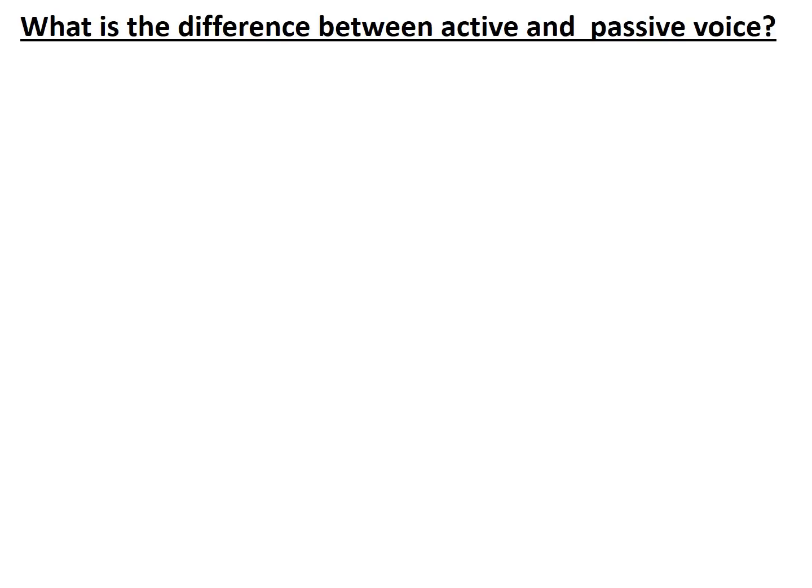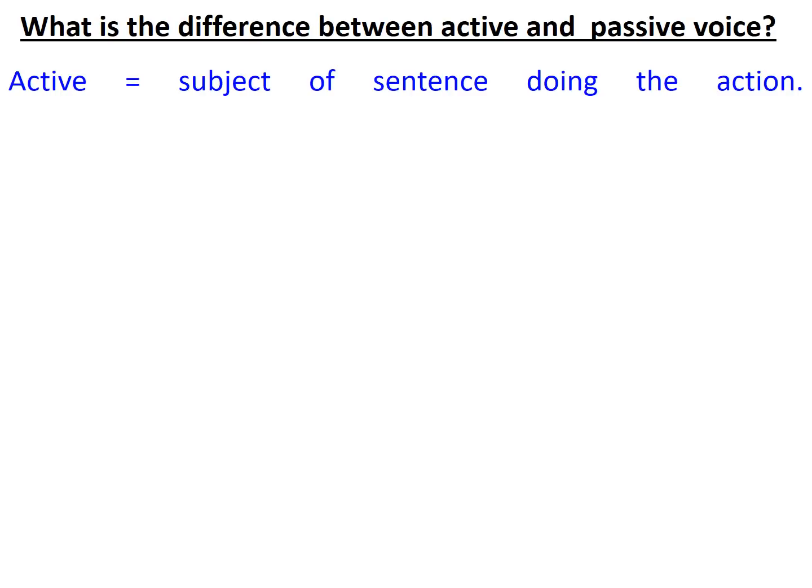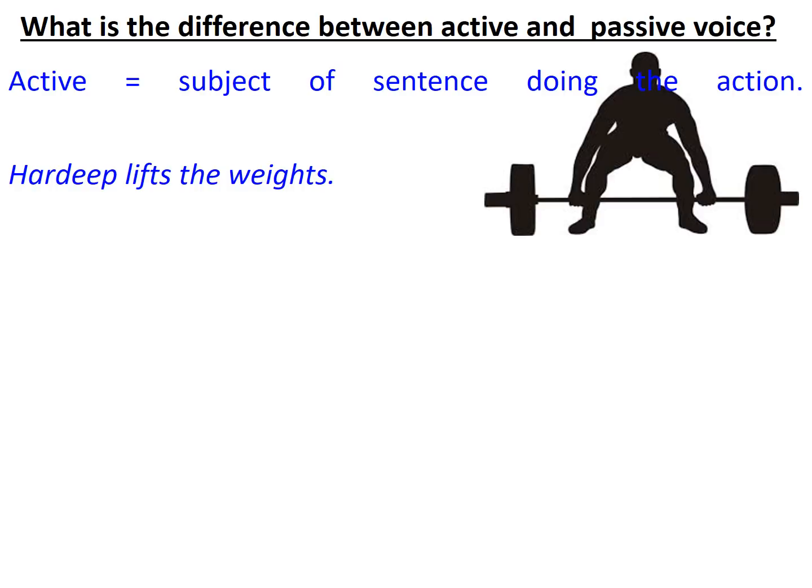In this video we'll be answering the question, what is the difference between active and passive voice? With the active voice, the subject of the sentence is the person, place or thing that does the action that's happening in the sentence. Let's take, for example, this. Hardeep lifts the weights. Hardeep is the subject of the sentence, and the verb lifts is the action of the sentence. And because Hardeep is the individual that's lifting the weights, this sentence is written in the active voice.